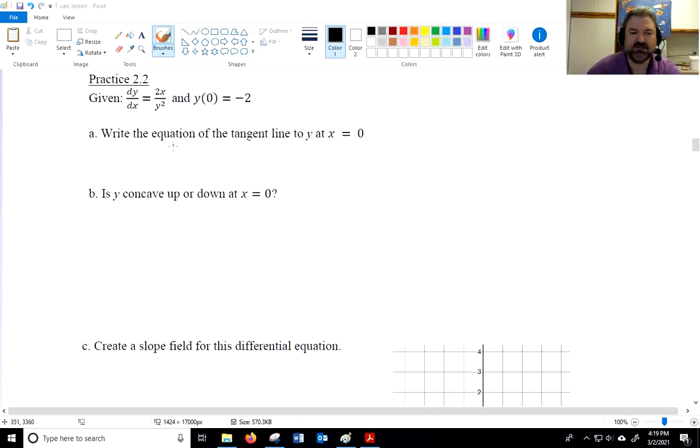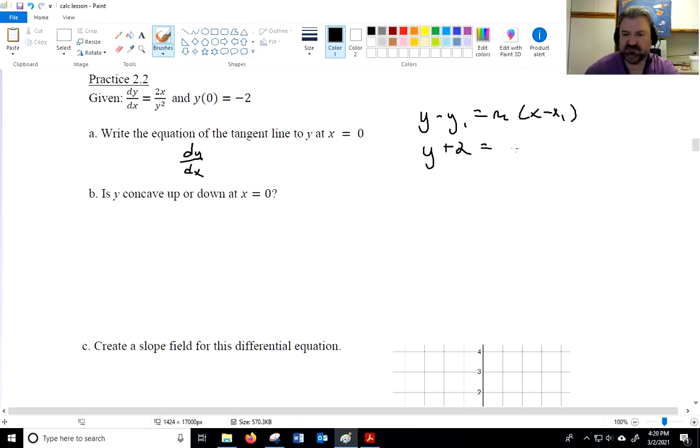All right, we're going to write the equation of the tangent line to y at x equals 0. Well, I know that y of 0 is negative 2, so that helps. All I need to know now is the slope. Because remember, the tangent line is y minus y1 is equal to slope times x minus x1. And we've already been given that the y coordinate is negative 2 and the x coordinate is 0. We just need the slope of the tangent line, which is given to us by dy/dx. So 2 times 0 over negative 2 squared is just 0.